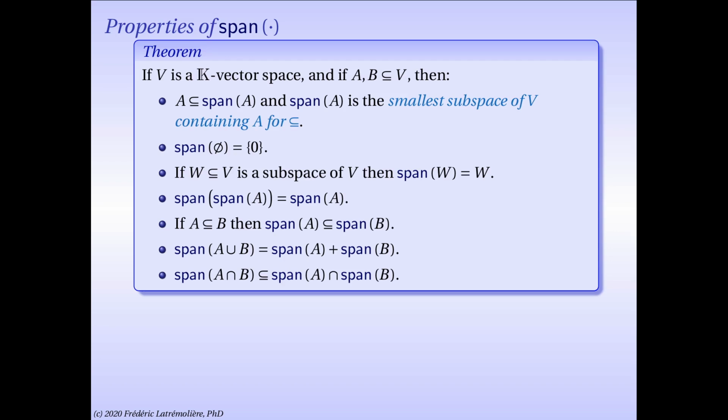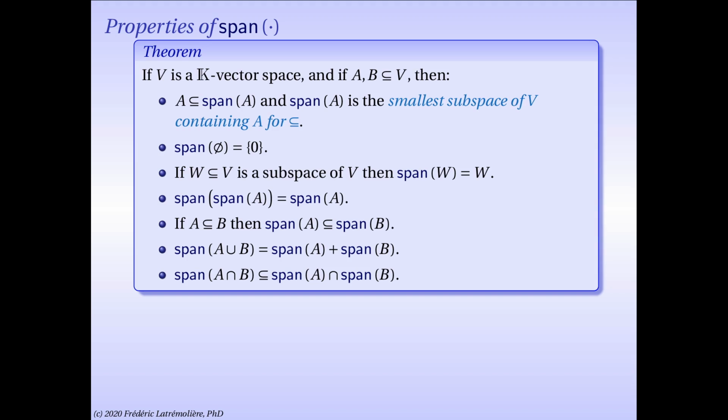Now, let's have a look at the fundamental properties of the operator span. You should think of span as a function on the power set of a vector space. Let's fix V a vector space over a field K, and let A and B designate two arbitrary subsets of V. Then, first of all, as we have already seen, the span of A is the smallest subspace of V containing A. Second of all, the span of the empty set is the singleton 0.